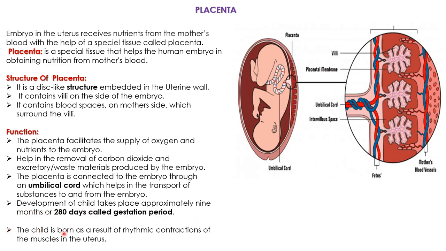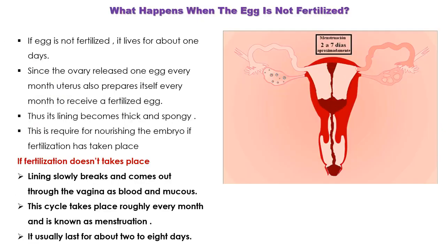And the child is born as a result of rhythmic contraction. Now how is the child coming out from the uterus? There will be a contraction in the uterus wall, that is called rhythmic contraction, and because of that rhythmic contraction, the child will come out. That is called birth or parturition.